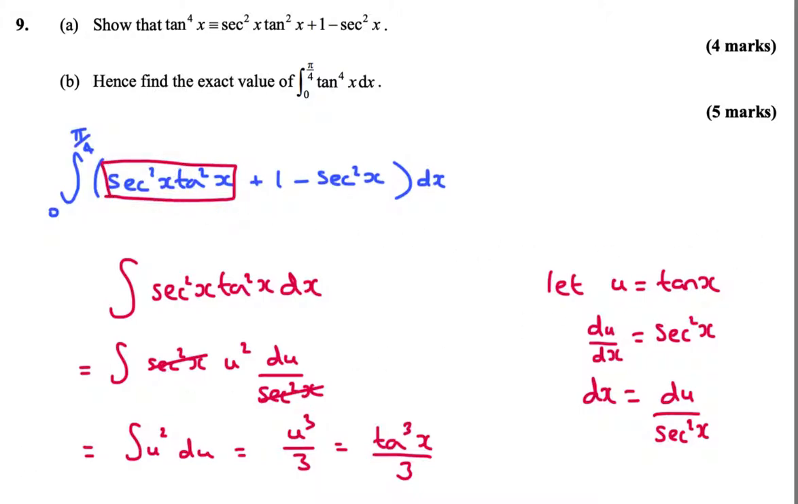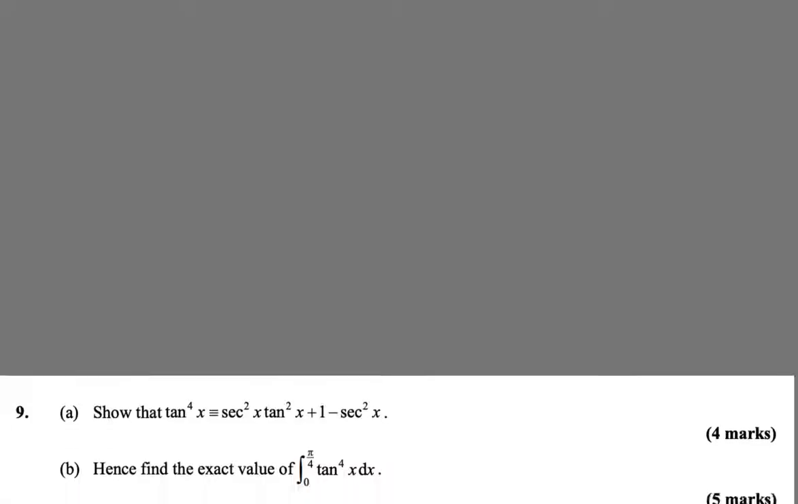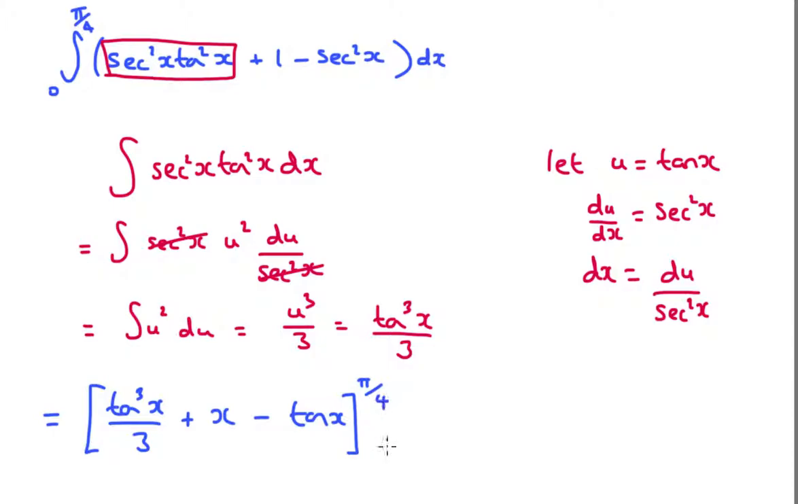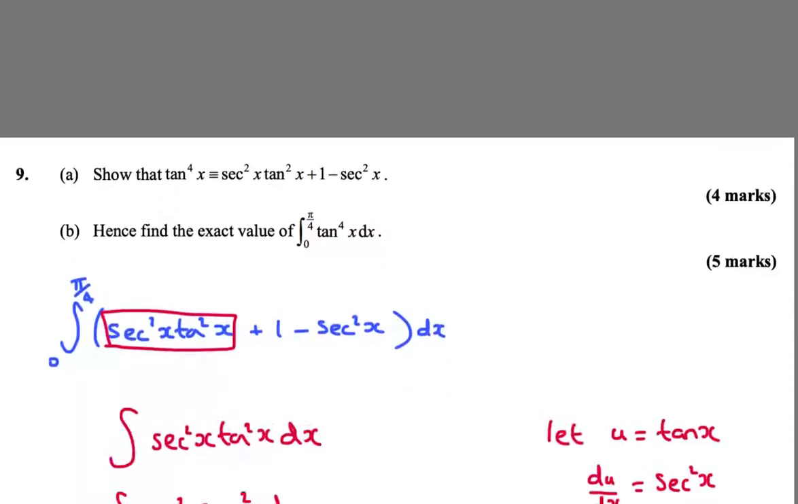So the whole thing, if we go back to the blue now, the whole thing is going to integrate to tan cubed x over 3 plus x minus, integrate sec squared, you get tan x. So minus tan x between pi over 4 and 0.